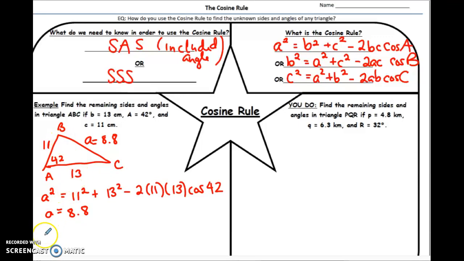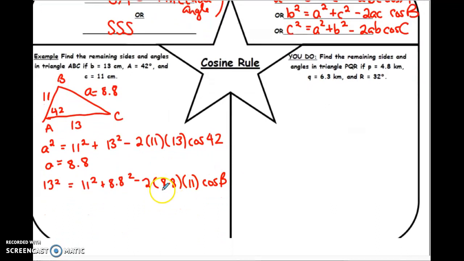So if I wanted to find B, I could say 13 squared equals 11 squared plus 8.8 squared minus 2 times 8.8 times 11 times cosine of B. Now when I think about solving this, the one thing you have to be careful with is you can't group all of this together. I can subtract 11 squared over, I can subtract 8.8 squared over, but this is stuck to the cosine B.